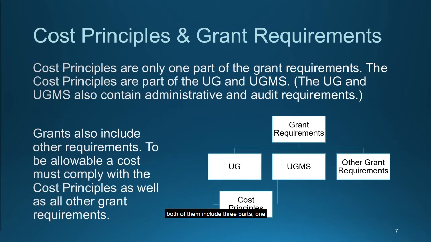Both of them include three parts. One of those is the administrative requirements, things like property standards and procurement standards and access to records and record retention, fun stuff like that. Then there's a section on cost principles, and then third, there's a piece on audit requirements that each of them have. So we're just focusing in today on the cost principle piece of those. And again, as a reminder, when we're talking about cost principles and allowability, we also have to keep in mind the other grant requirements as well. So if you move on to the next slide, please.